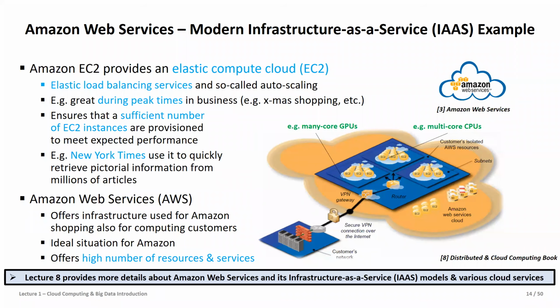Of course, this is just a first glance at a typical cloud provider. We will have much more of it in lecture 8, when we talk about AWS in more detail. Here you see one of the key services, the Elastic Compute Cloud, that you can buy, and you can steer it. Do you want many-core GPUs? Do you want multi-core CPUs? If that doesn't mean anything to you, I will explain in a moment what they are and the differences between them. But essentially, you can scale them up and down.